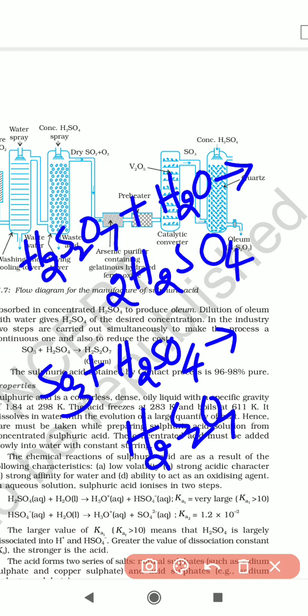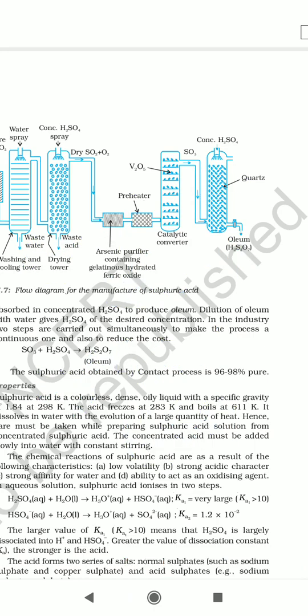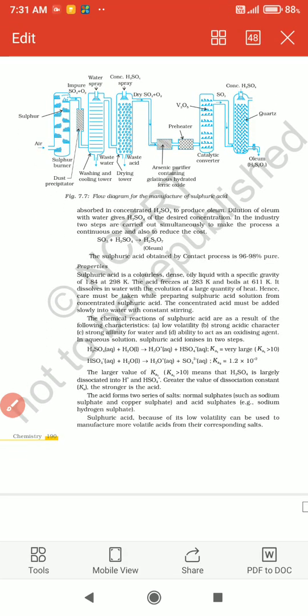How much purity is present in this process? We get 96 to 98% pure sulfuric acid. So these are the steps involved in the preparation method of sulfuric acid. This is very important in the board exam also. They especially ask how you can manufacture sulfuric acid, so they will ask a question like that. Very important from this concept, everyone has to practice these equations, right?